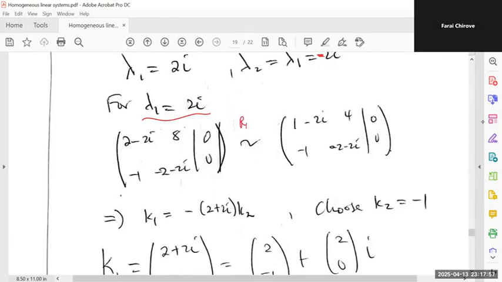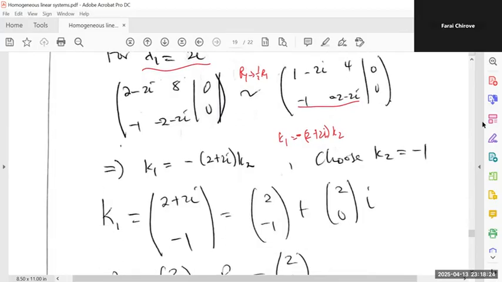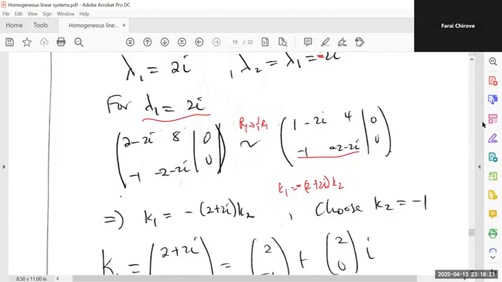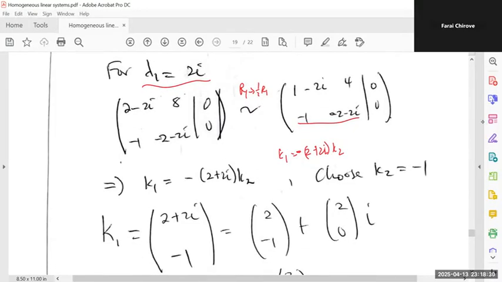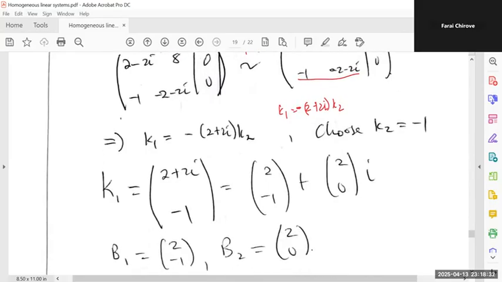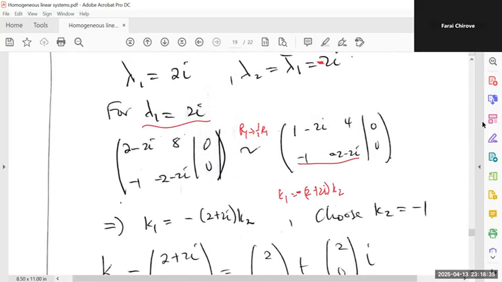Divide by 2, so row 1 goes to 1 over 2 row 1, and then whatever you want to do here. But all you will do is then use the last row. Your k1 is equal to 2 plus 2i, it's minus 2 plus 2i k2. Okay, so if you choose k2 is equal to minus 1, then you have your k1 there. Right.